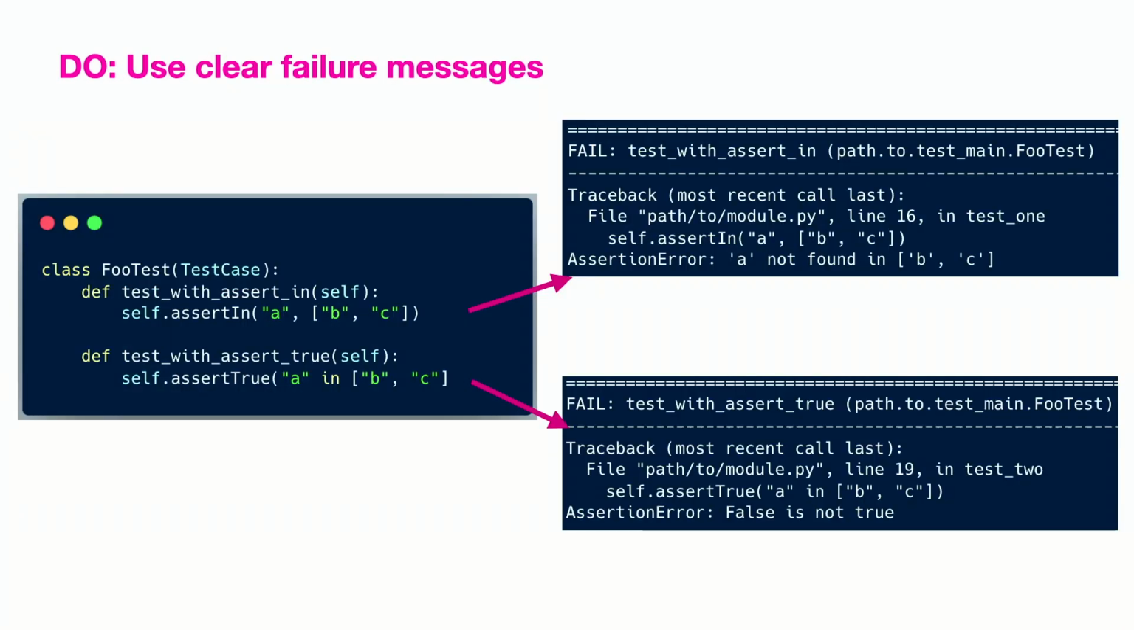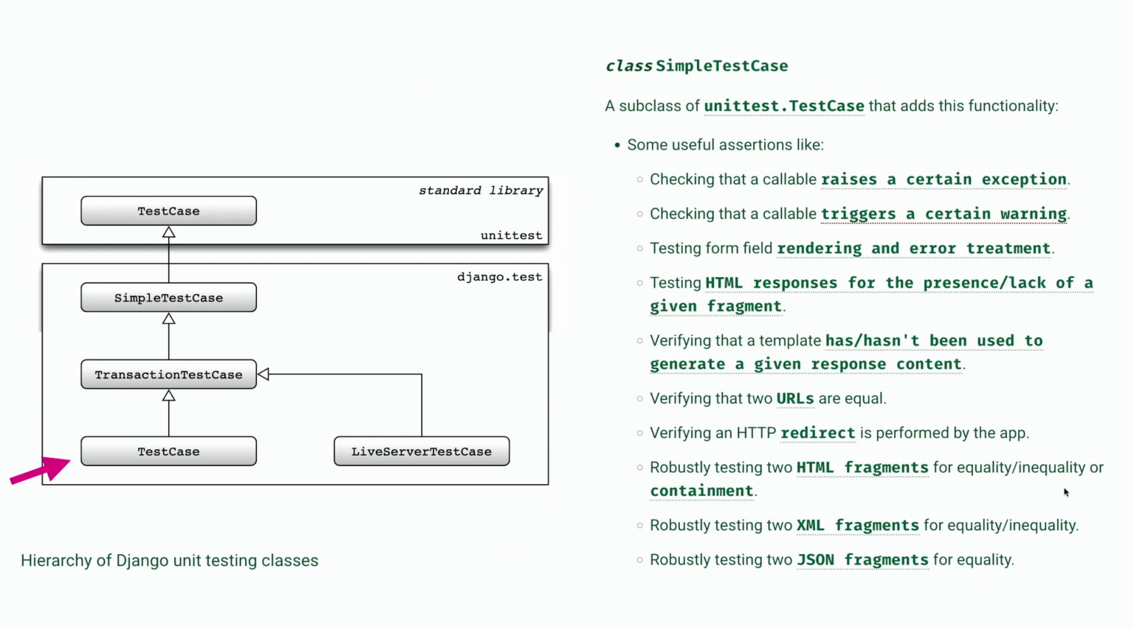Use clear failure messages. We can see the difference when you use assert in instead of assert true. The error message here is more helpful than the error message here. And Django itself provides a lot of assertions. This is from SimpleTestCase. There is a whole hierarchy, and I default to using the last one in the hierarchy myself because it provides all the goodies provided in the classes it extends.